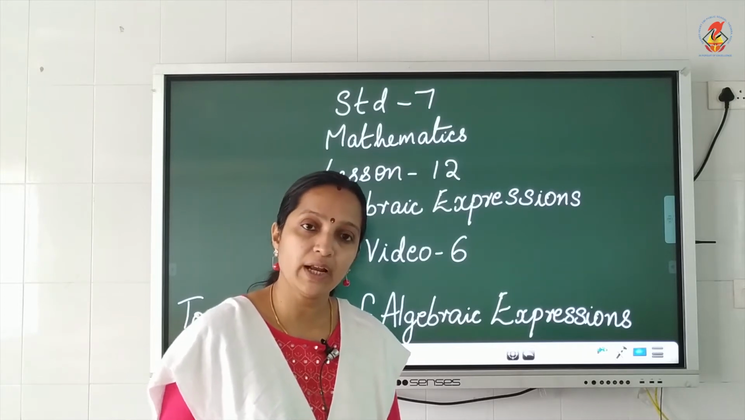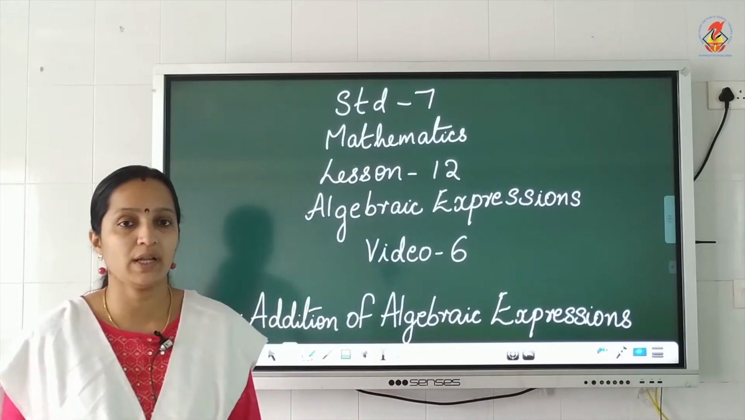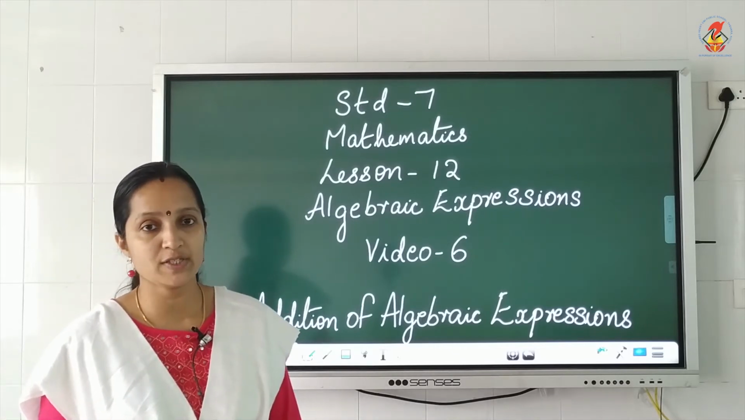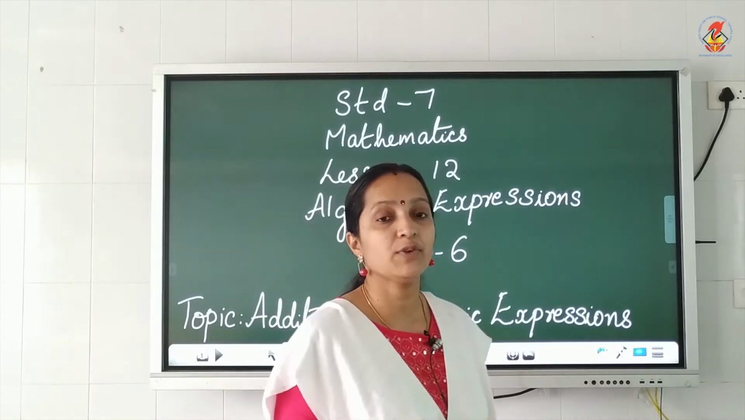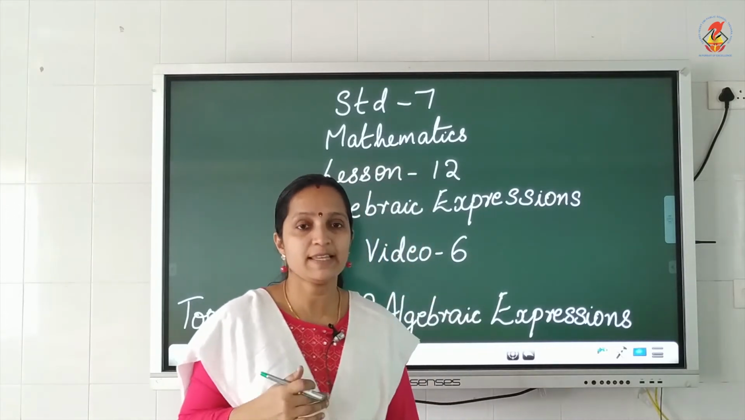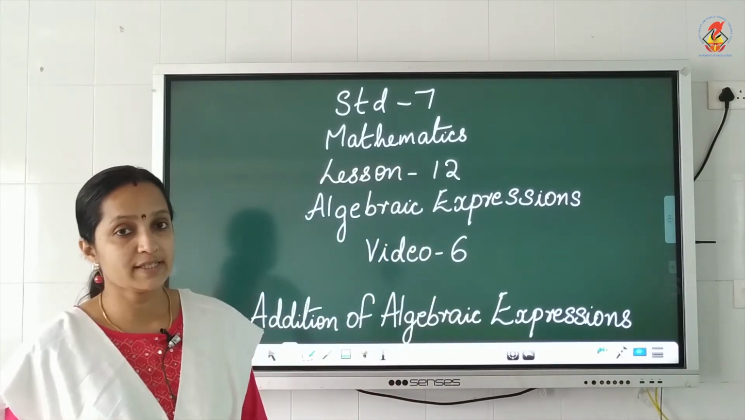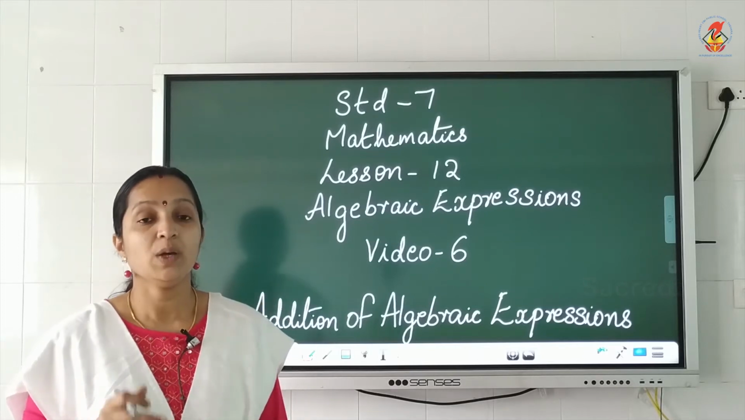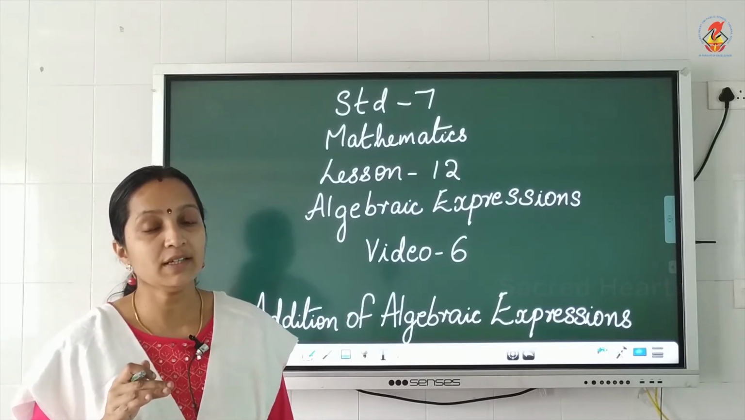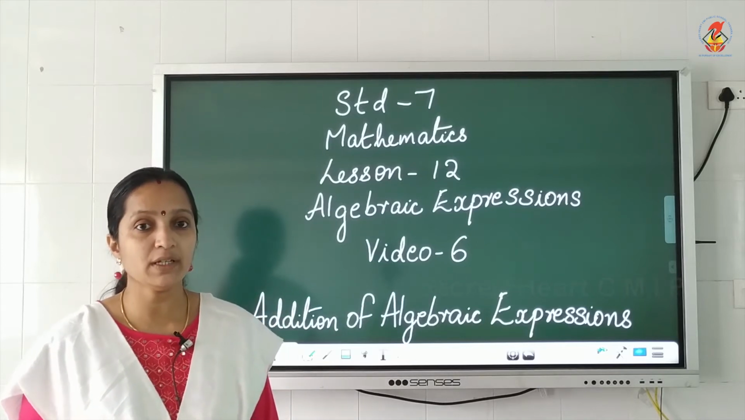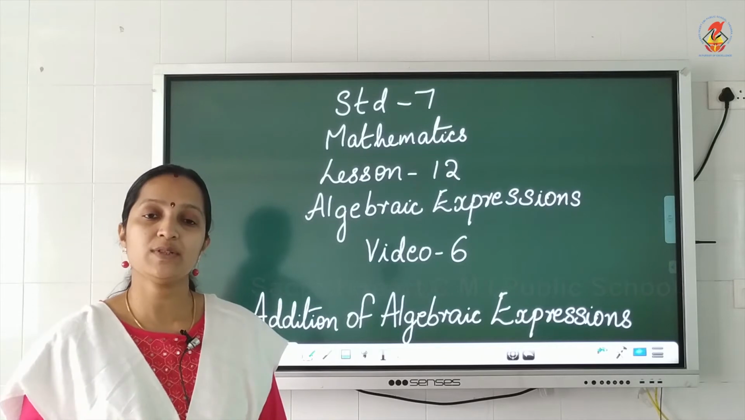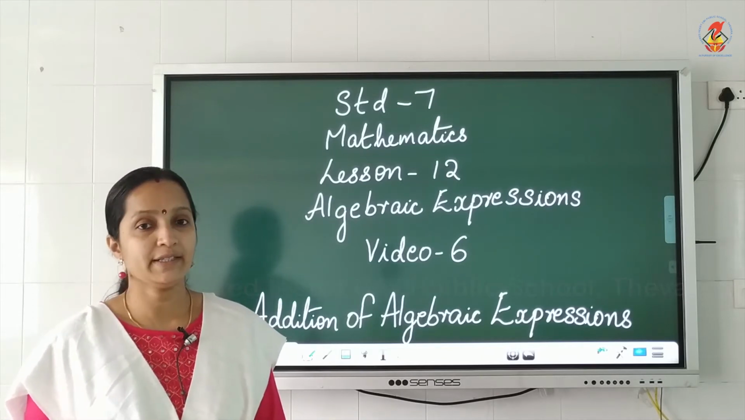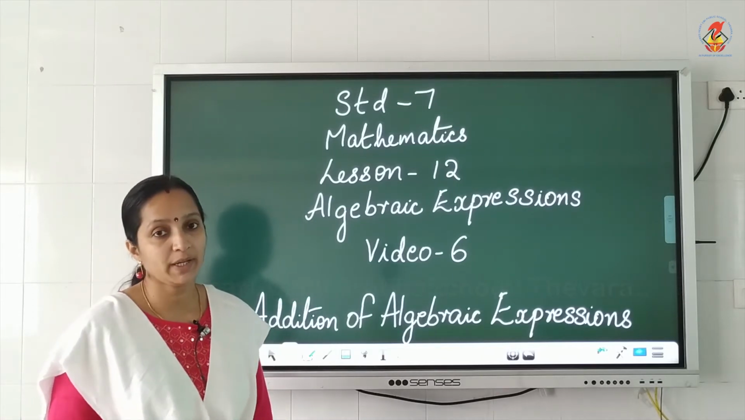Similarly, we cannot add 4 meter and 15 kilogram because they have different units of measurement. In the same way, we cannot add 5 bananas and 4 apples because they are different. So while adding and subtracting algebraic expressions, we add or subtract the like terms. It's very important. We add or subtract only the like terms, and you already studied what like terms are.